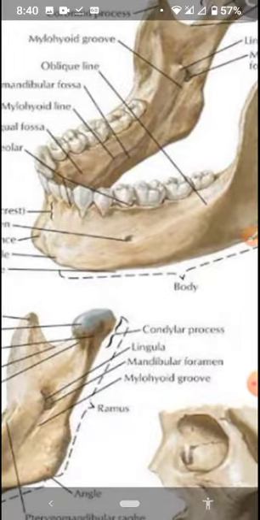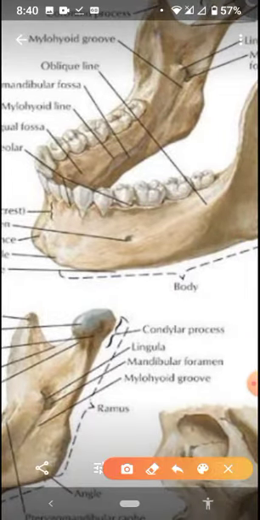Let me tell you about this foramen. This foramen is located where the second premolar tooth is present. There is a foramen which is called the mental foramen.